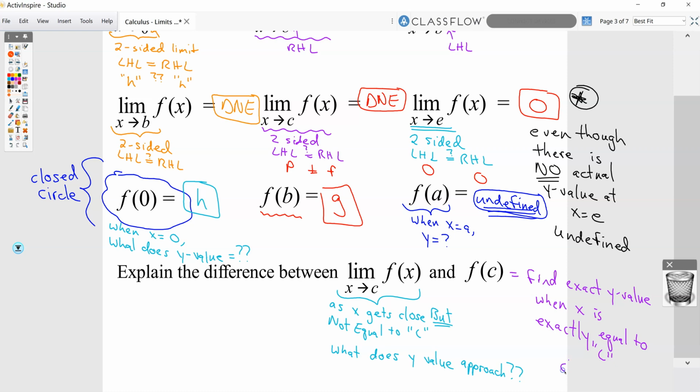And on a graph, the easy way to remember this, you're just always looking for the closed circle. So if you do not have a closed circle at that location, you would say undefined. If you have a closed circle, then you just tell me what that y value equals. All right, is that kind of making sense?